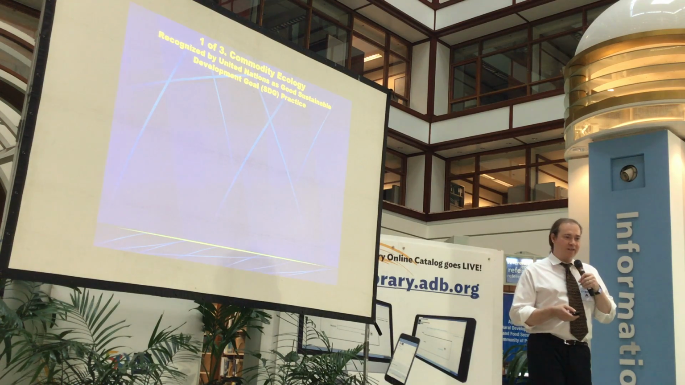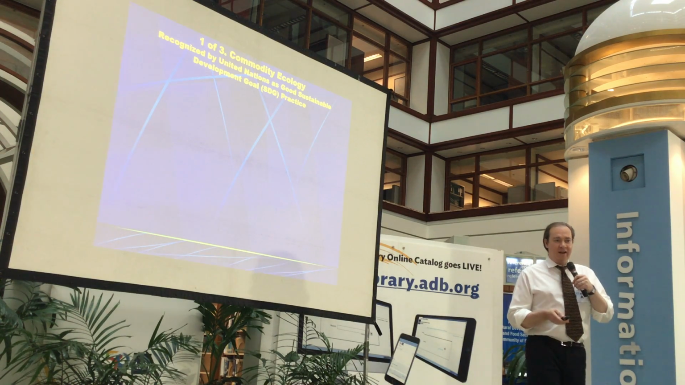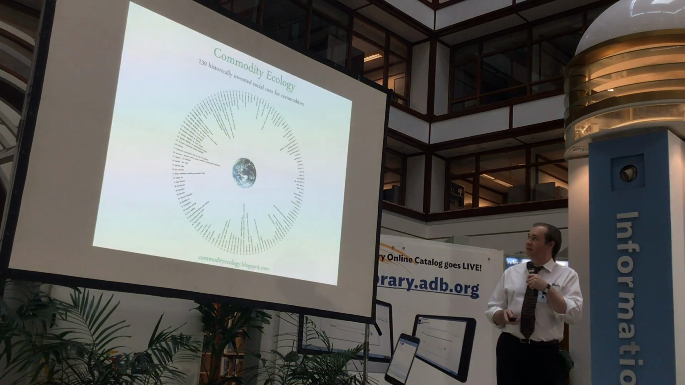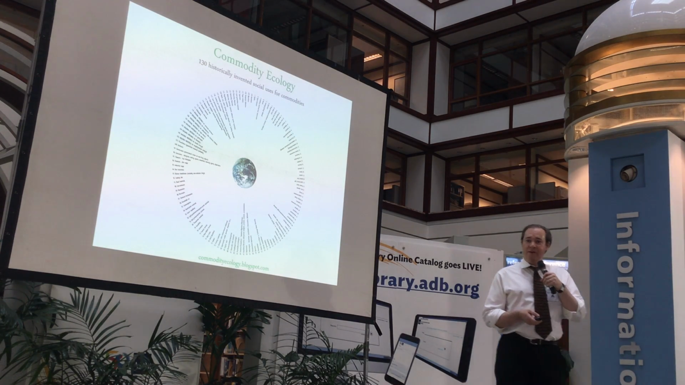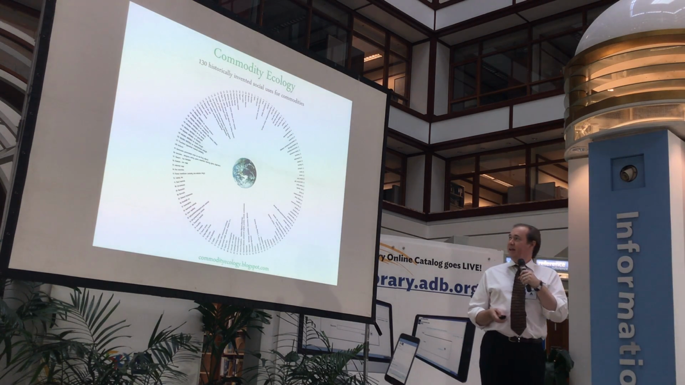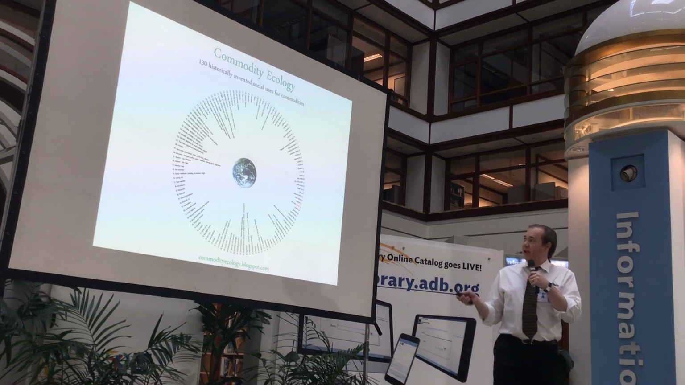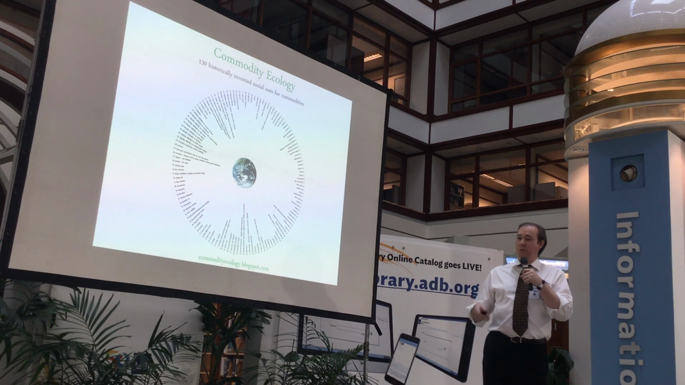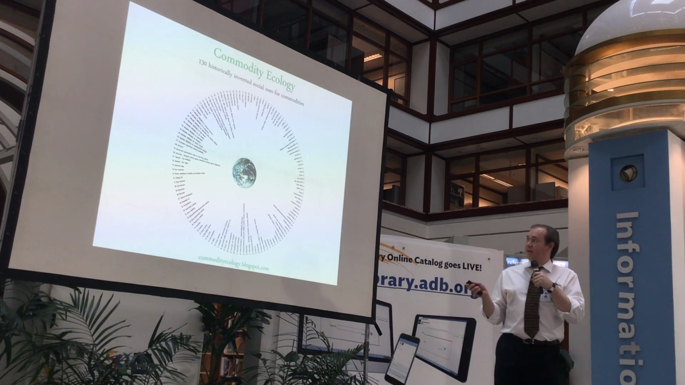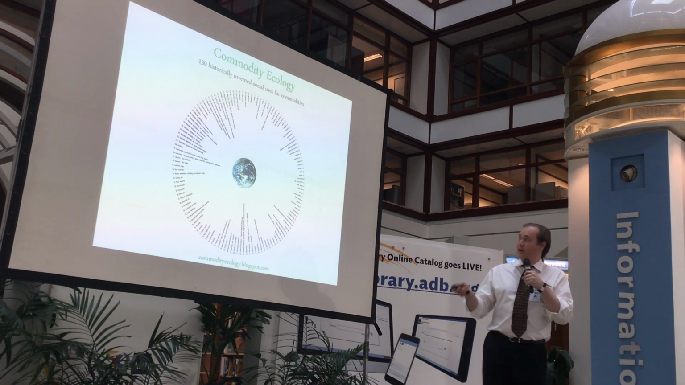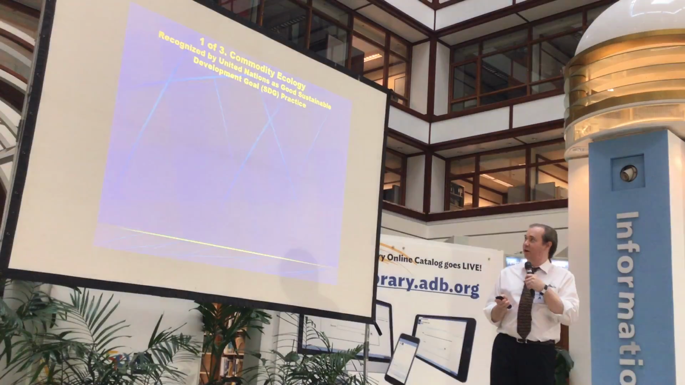Commodity ecology, as I said, is recognized by the United Nations as a good sustainable development goal practice. This is a chart. I have a sheet that I can pass out to you later, but it's hard to see this, I realize. That's 130 different historically invented social uses of commodities. And the earth is in the middle because the point is, once you have a particular level of chart, you can learn how to integrate all of these things in particular zones.